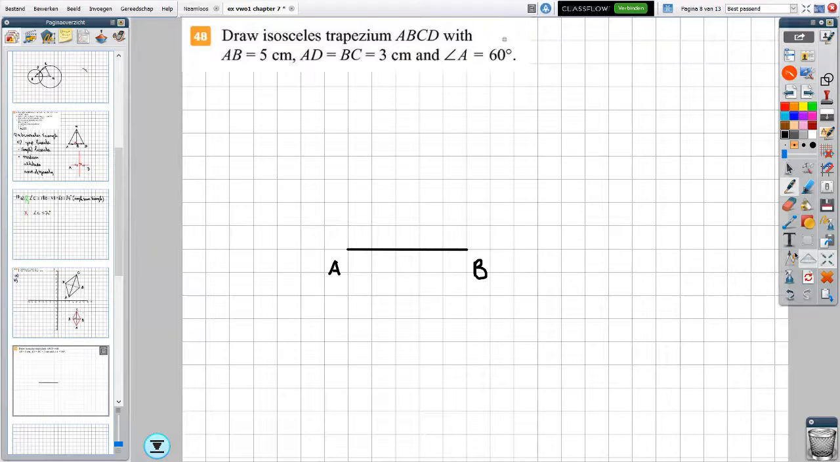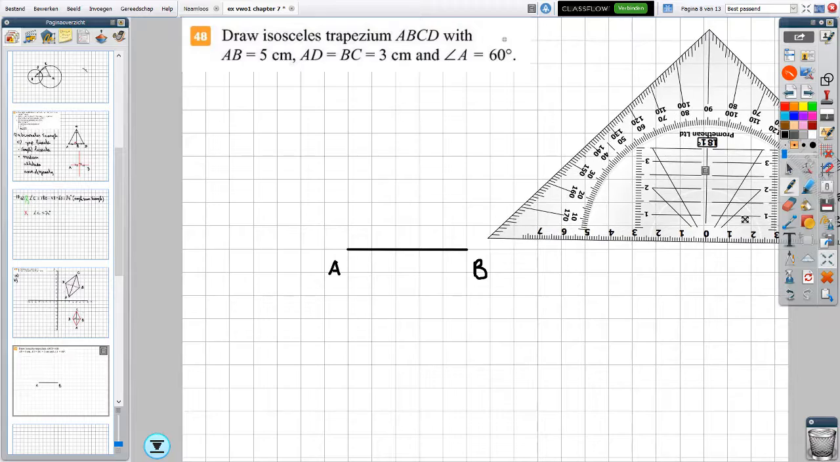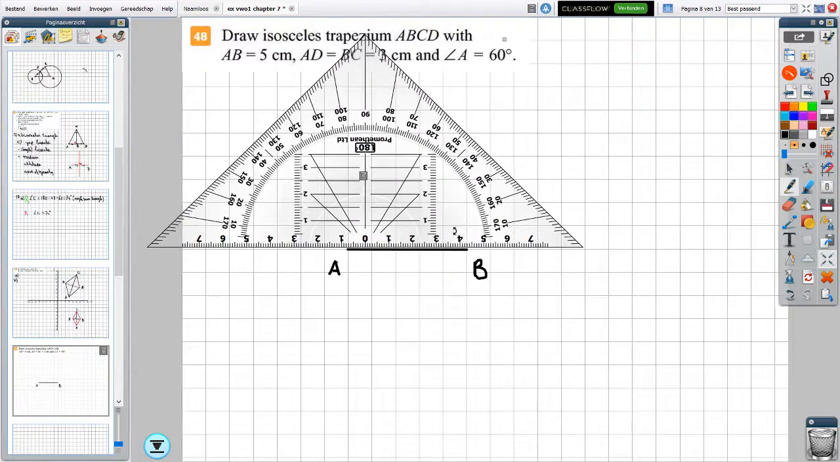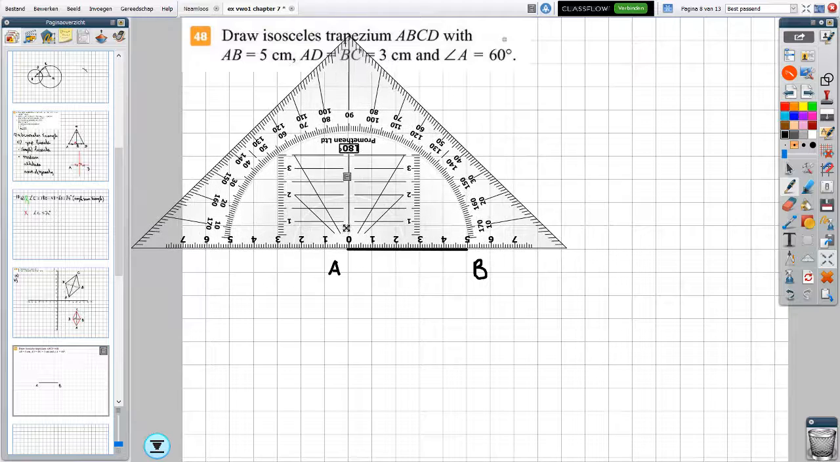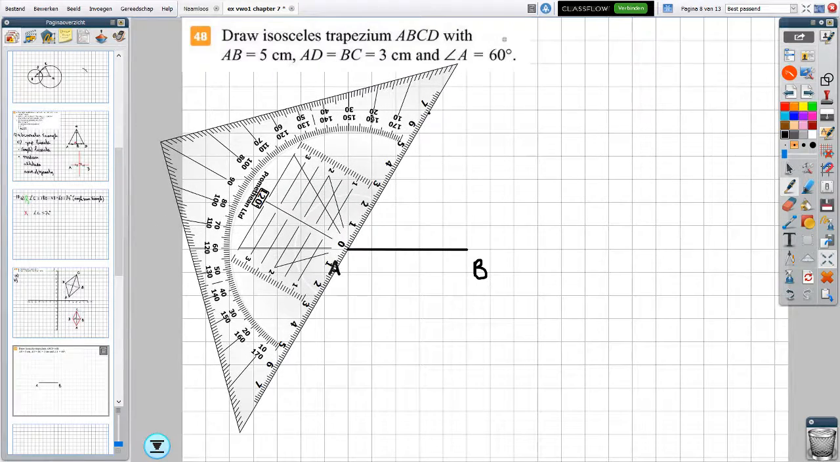Well, I know that angle A actually is 60 degrees. So I could, if I wanted to, now measure out angle A. If I do this correctly, I know it should be somewhere in that direction, right? How much is it in that direction?